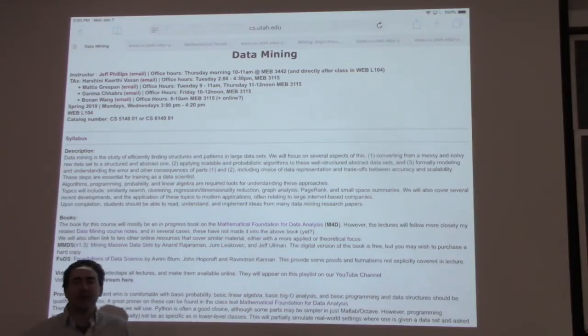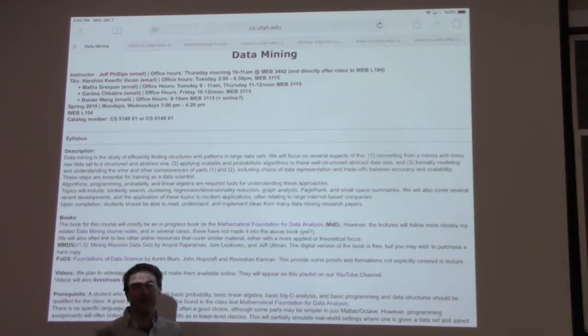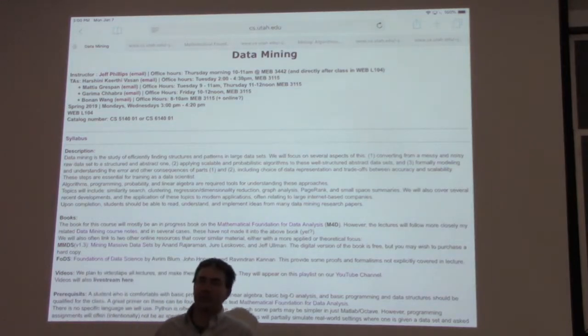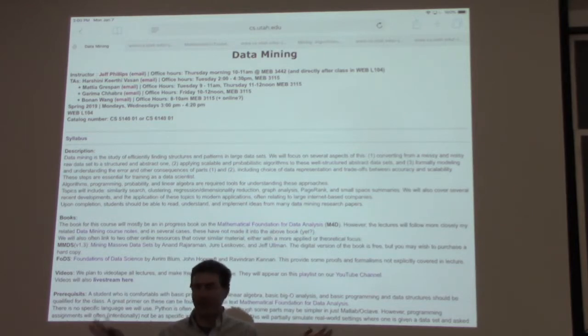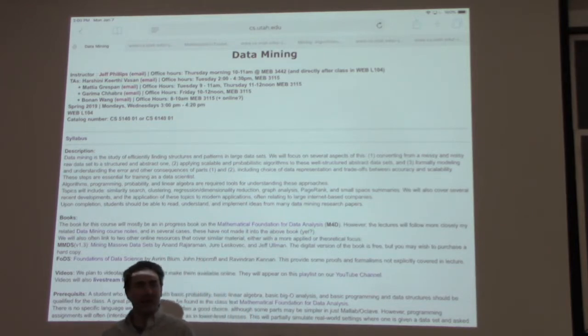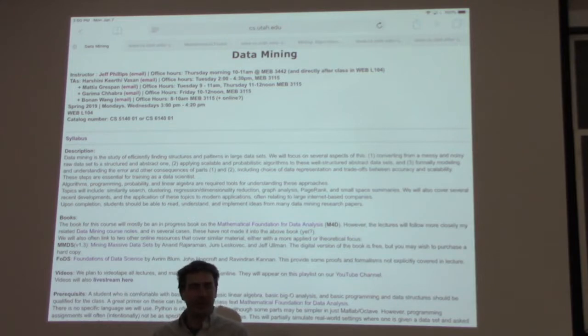So welcome to the spring 2019 semester, the semester of data mining. So I assume all of you are in the right room. This is a large room. I guess this class has grown a little bit since last year.